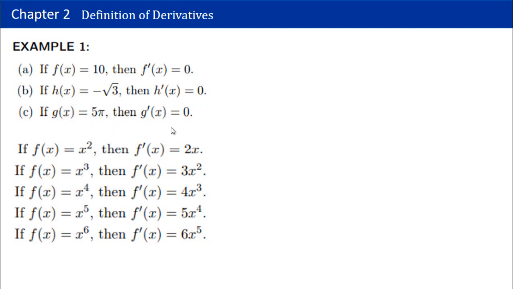If f of x equals x squared, then the first derivative is equals to 2x. And if f of x equals x cubed, then f prime of x equals 3x squared. If the function f of x equals x to the fourth, then f prime of x is equals to 4x cubed. And if we have f of x equals x to the fifth, then f prime of x equals 5x to the fourth. F of x equals x to the sixth, then f prime of x equals 6x to the fifth. This one is not related to this, but this is the leading of the second rule of differentiation.